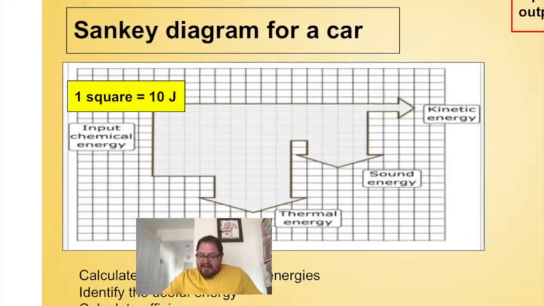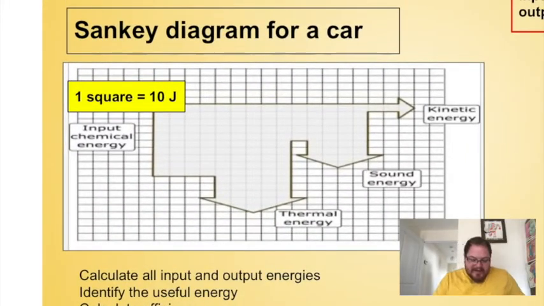So use your Sankey diagram for a car. There's a couple of wasted energies here, but it's not going to show them. The input energy is always going to start here on this grid, and I've said there that 1 square equals 10 joules. Well, let's count how many squares there are. 1, 2, 3, 4, 5, 6, 7, 8, 9, 10. Nice, easy number. So my energy going in is going to be 10 squares times 10 joules, which is 100 joules going in. Okay, so hopefully quite easy so far.